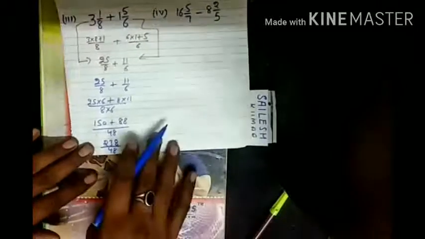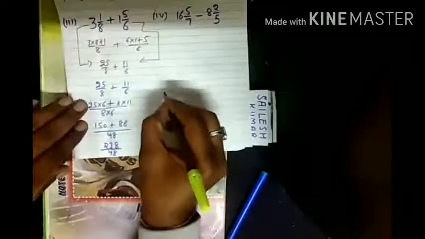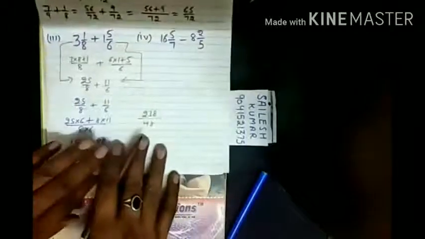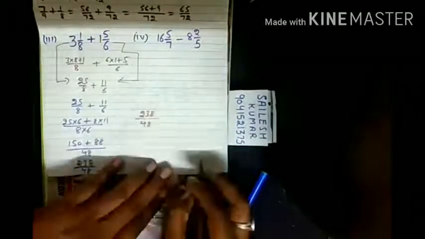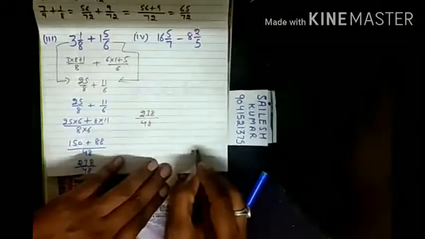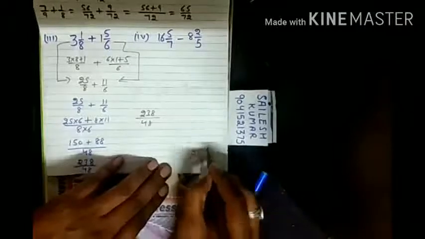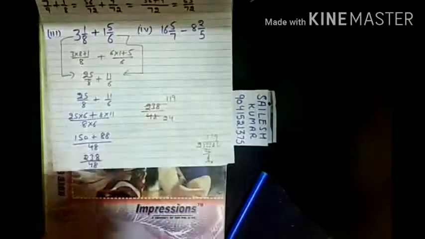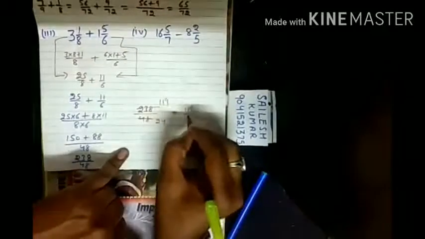therefore we will divide them by 2. 238 by 48. If we divide this by 2, then our answer is, in the rough work we will solve this. 238, 2 ones are 2, 3 and 9, so 119, and this is 24. Now this is my answer, 119 by 24.